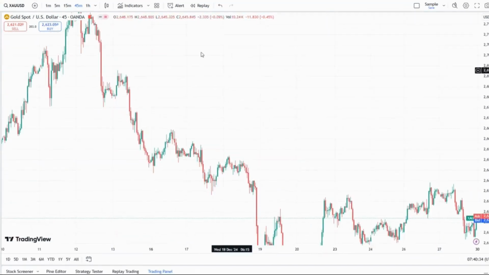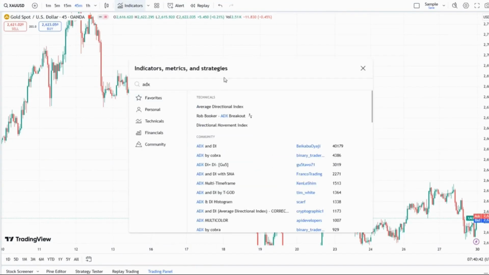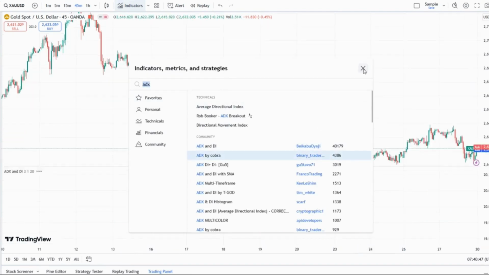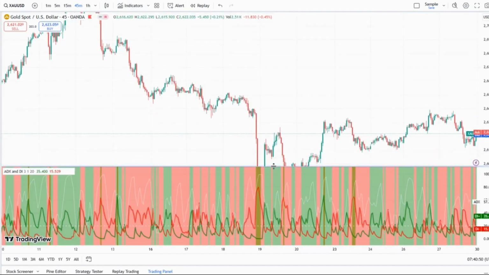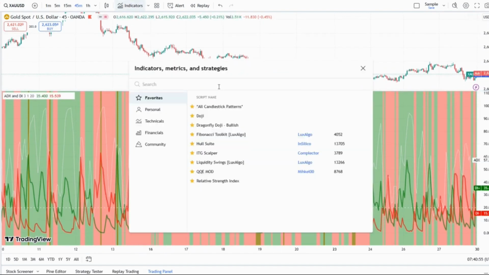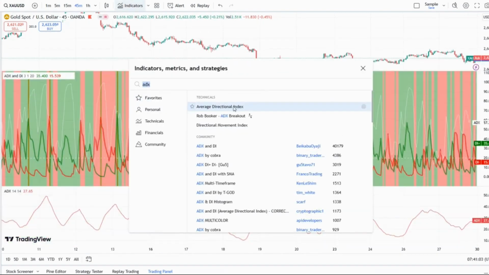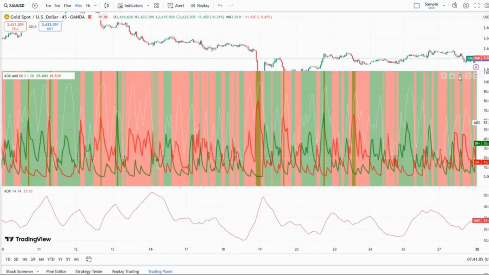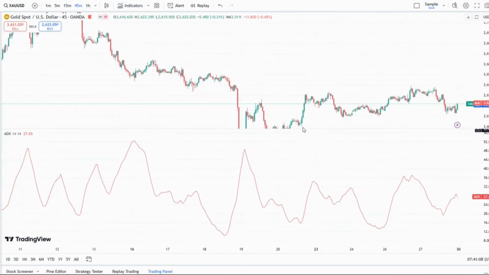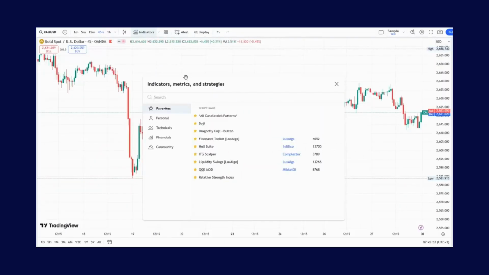To begin, accessing the ADX indicator on TradingView is straightforward. After opening the TradingView platform and selecting the desired asset, navigate to the Indicators button at the top of the chart. In the search bar, type ADX, or Average Directional Index, and select the indicator from the list. Once added, the ADX will appear as a separate panel beneath the main price chart, displaying three lines: the ADX line, the positive directional indicator, plus DI, and the negative directional indicator, minus DI. These lines provide valuable insights into trend strength and direction.